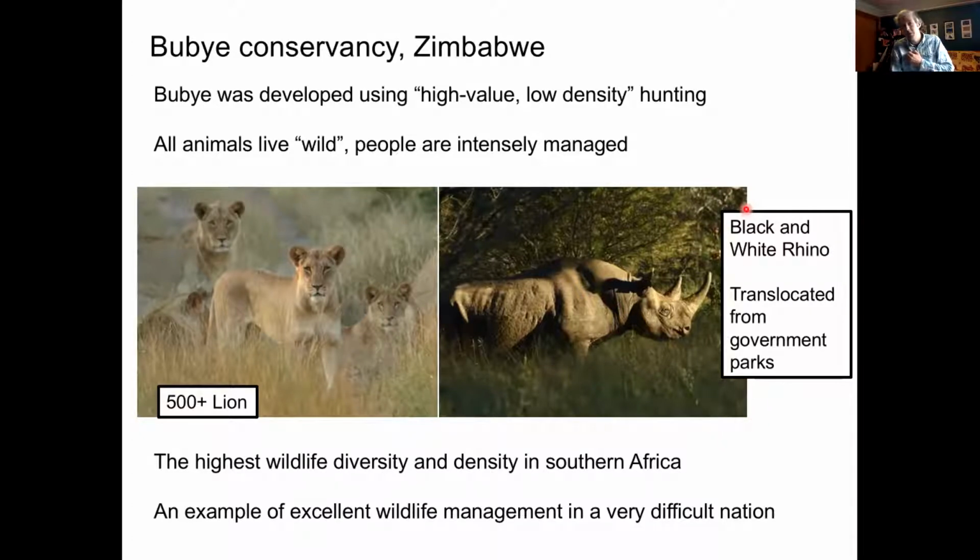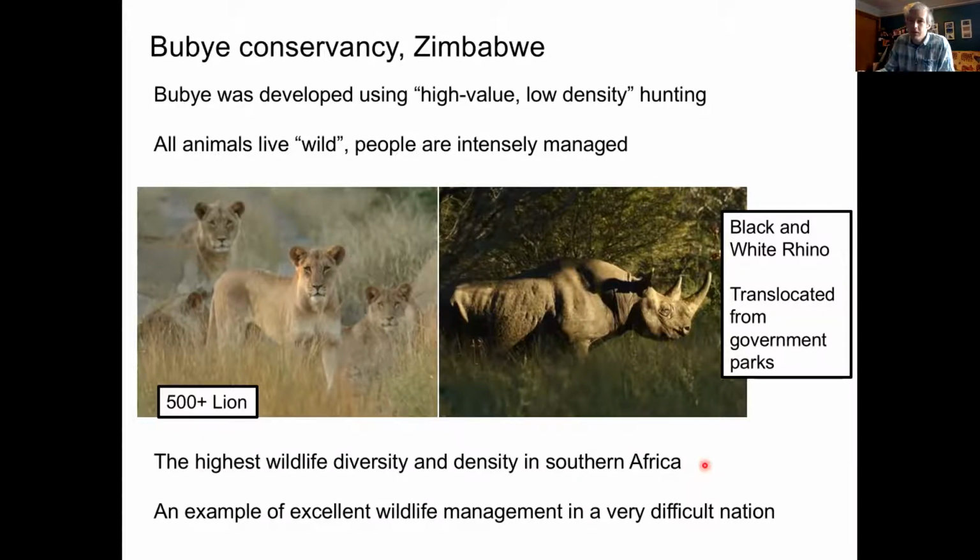Bubé, because of the amount of revenue it's generating and because the people are so intensely managed and because they have the security in terms of helicopters, it's one of the few places where rhino can live in safety because they have such high levels of guardianship that the rhino are safe from poaching. These rhino have actually been translocated in from government parks that don't have the resources to look after them. So Bubé has now got the highest wildlife diversity and density in southern Africa, and it's an example of excellent wildlife management in a very difficult nation.